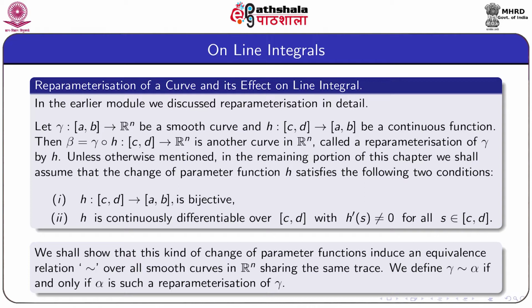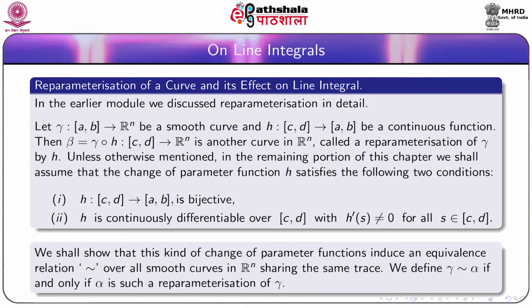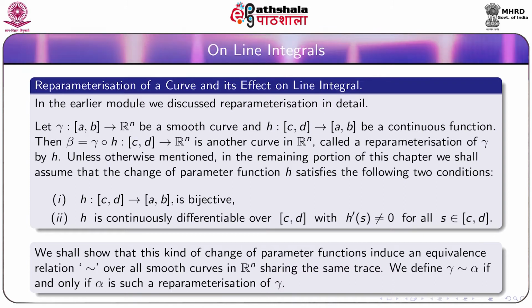Let gamma from [a,b] to Rn be a smooth curve and h from [c,d] to [a,b], both bounded closed intervals, be a continuous function. Then beta equal to gamma compose h from [c,d] to Rn is another curve in Rn. We call beta a reparameterization of gamma by h. h is called the change of parameter function in this case. Unless otherwise mentioned, in the remaining portion of this chapter, we shall assume that the change of parameter function h satisfies the following two conditions.